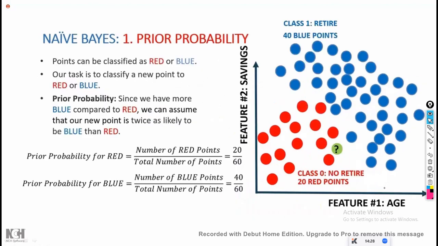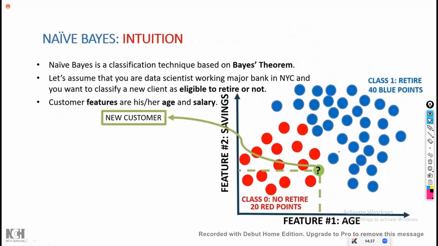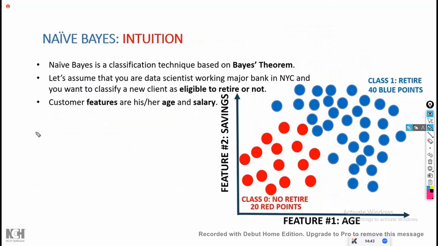How are we going to work this out? First, we calculate the prior probability. Prior probability means what the original data consists of before this. What is the probability of retiring, and what is the probability of not retiring? Can anyone tell me the probability of not retiring? It is 20 by 60, since 20 data points are there out of a total of 60. Now, what is the probability of retiring?